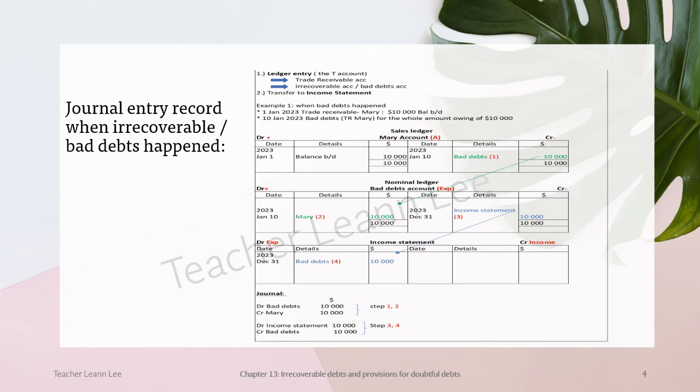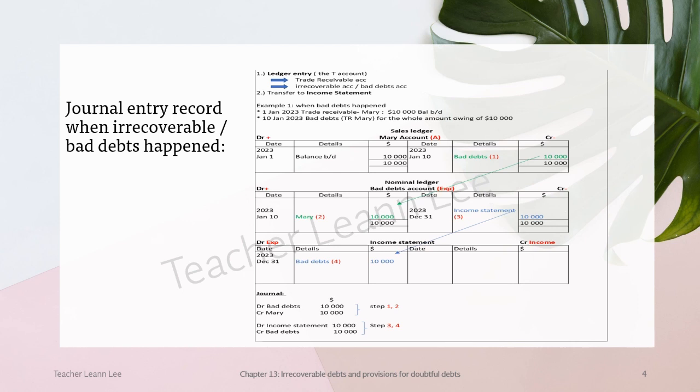I created this example to demonstrate how to enter into the ledger entry, which we call the T account, and the journal writing, the debit and credit, when a bad debt happens, when an irrecoverable debt happens. Okay, so for example 1, when bad debt happens, 1st January 2023, trade receivable Mary, I simply give her names.